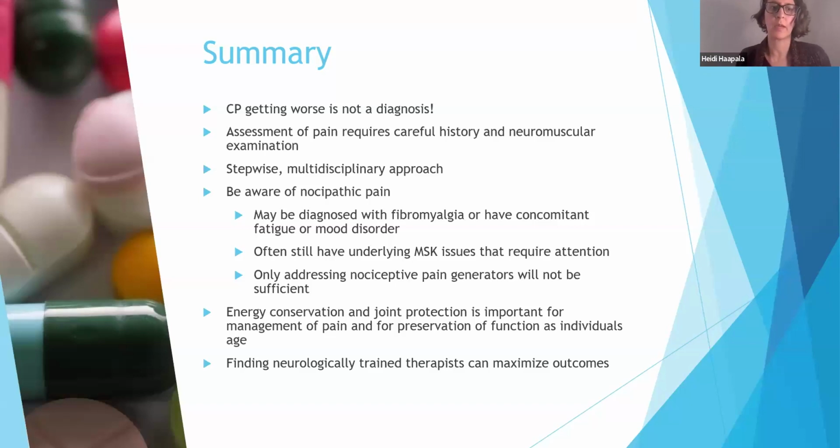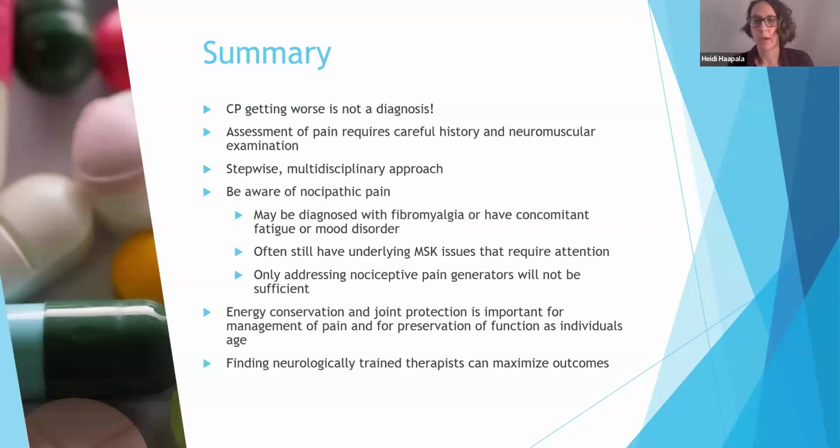So I think in summary, one of the biggest things that we want you to know is that CP getting worse is not a diagnosis. There's usually something that's causing symptoms to worsen. And assessing pain and function requires really careful history and exam, especially a focused neurologic and neuromuscular exam. And again, a stepwise, multidisciplinary approach.